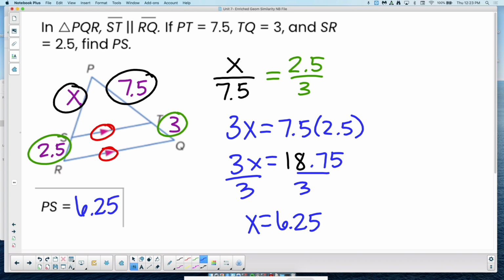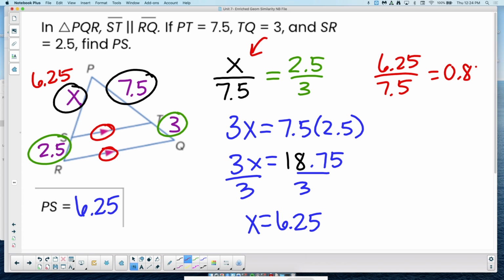Now, if you really wanted to check just this first time, just so you see what's happening, I plug in 6.25 for X, right here. So 6.25 over 7.5. We divide that out. 6.25 divided by 7.5, we get 0.83 repeating. Now let's check out 2.5 over 3. We get the exact same decimal. So do you see how this works? We kept the ratio the same. That's how we were able to find X.